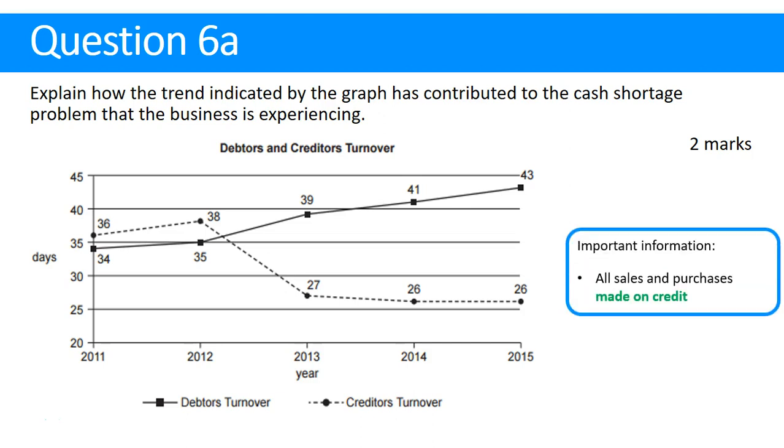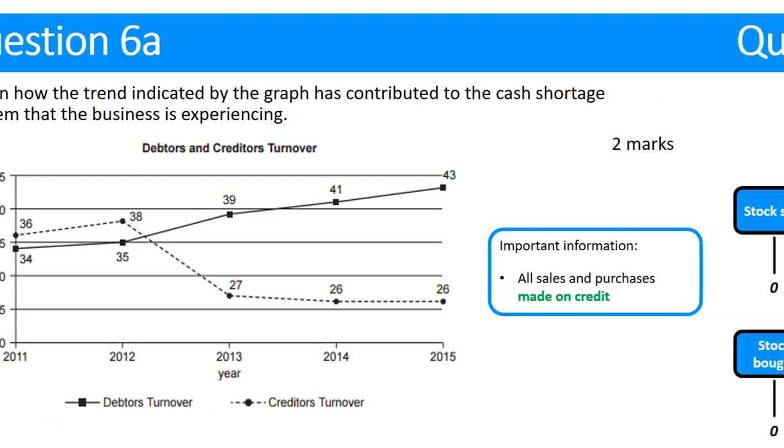But fundamentally, what we want to remember is that this business, all its sales and purchases are made on credit. There's no cash coming in from cash sales. There's no cash going out for stock purchases. All sales are on credit and all stock purchases are on credit. So it's really important that we do a good job in managing debtors and creditors.